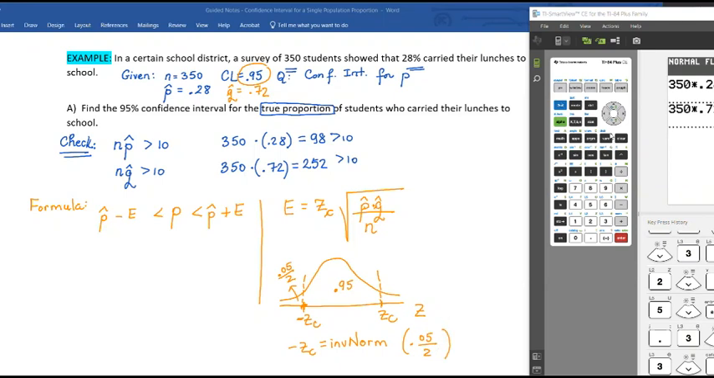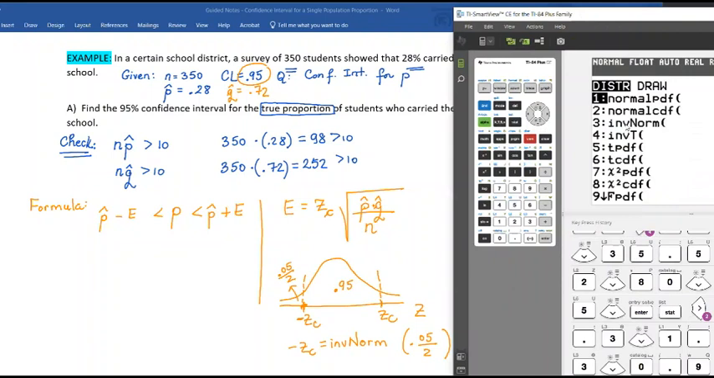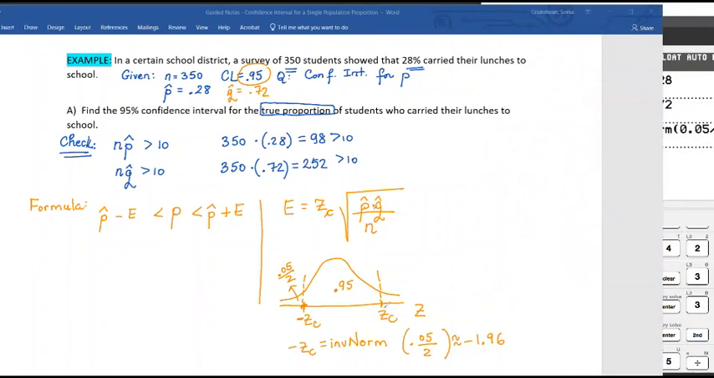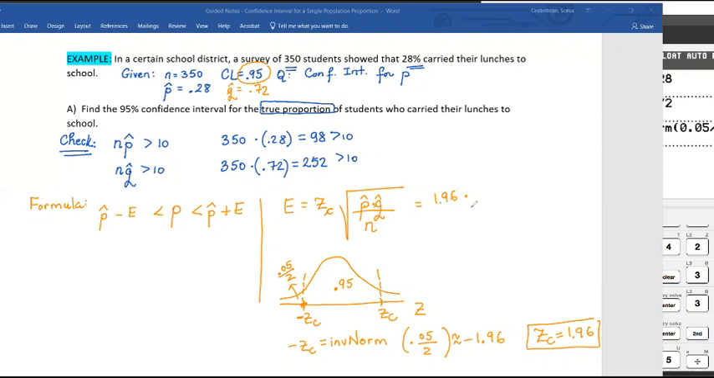Let's see. Go to variables, second bars, inverse norm, because we are using the normal distribution, and hit paste. And here is the answer, negative 1.96, which means the positive value, this one, is 1.96. So all we have to do now is plug in the numbers. So we have 1.96 times square root of 0.28 times 0.72, p hat and q hat, which are right here, all over 350.